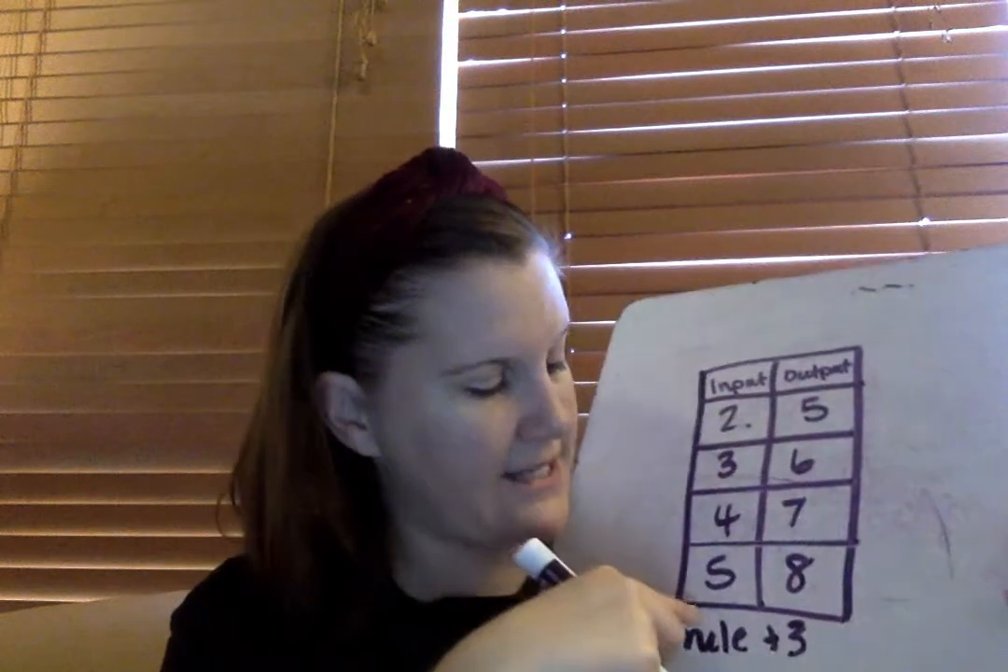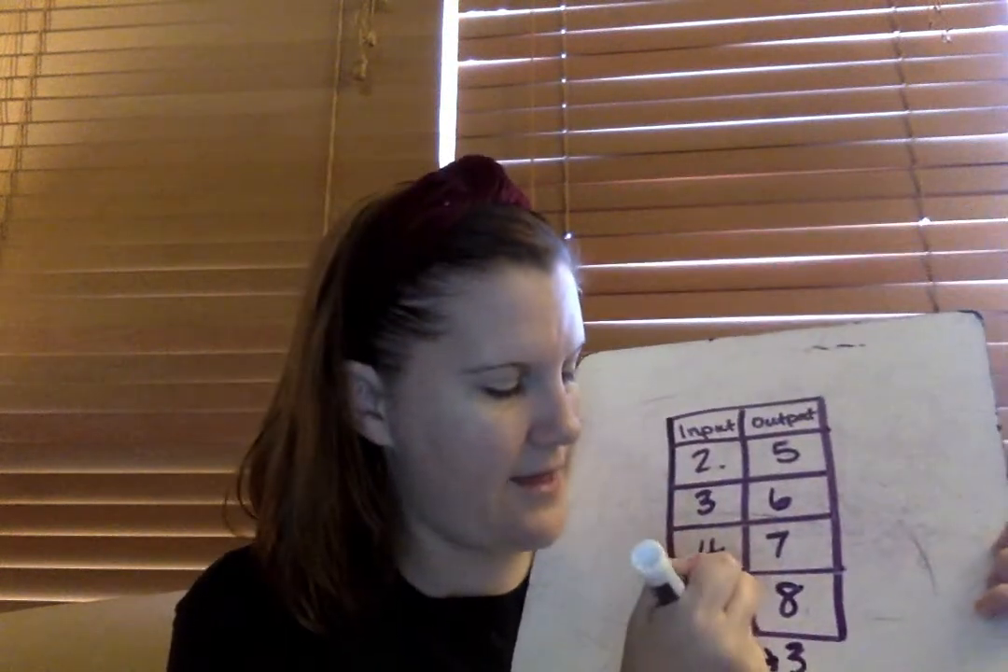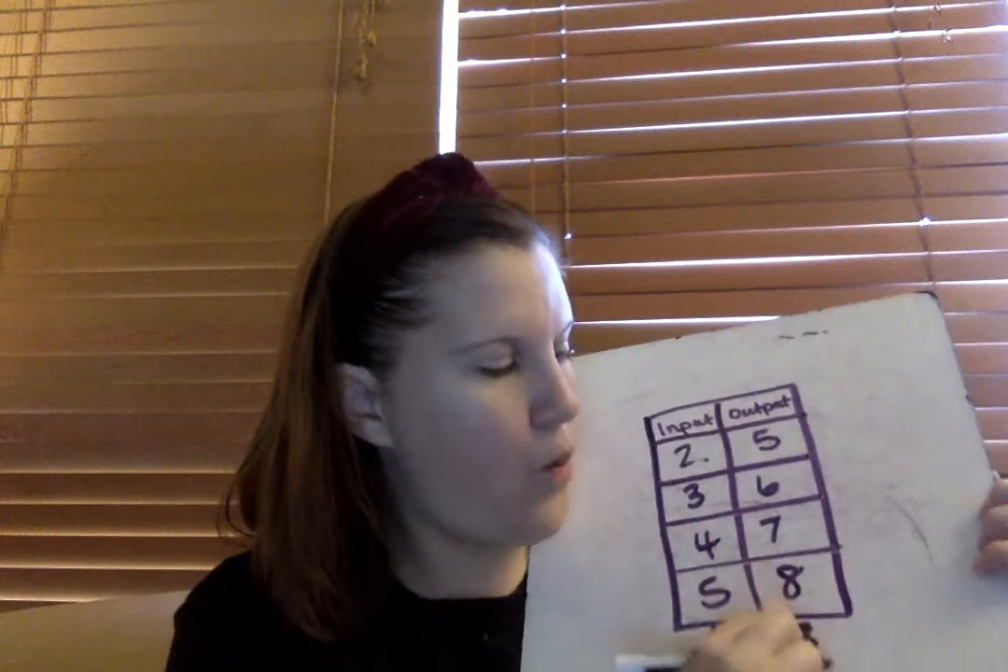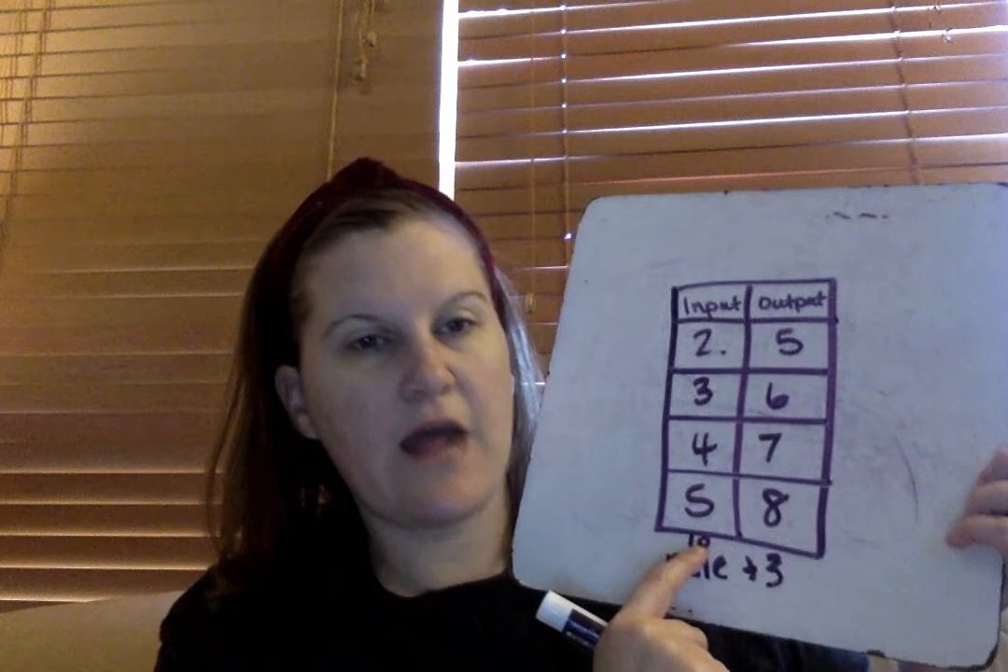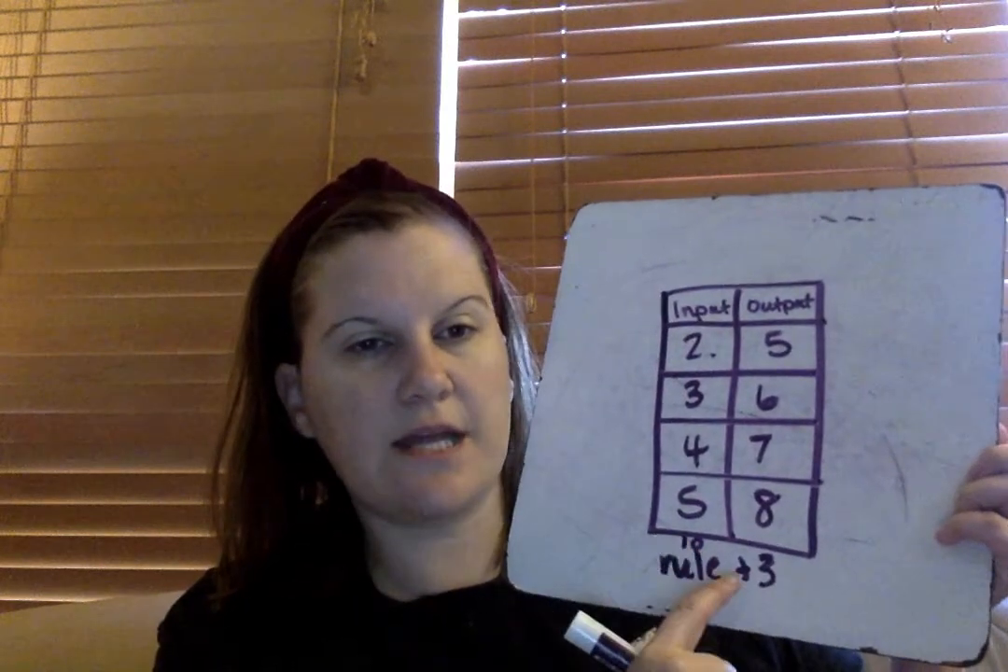So if I had a 10 down here, say that the input was a 10, what must the output be? Well, I know if I'm putting a 10 in and the rule is plus 3, 10 plus 3 is going to equal 13. Let's look at another one a little bit more difficult. This skill is really a good practice with your fluency for adding and subtracting and multiplying and dividing. So you're going to have to know those pretty well.